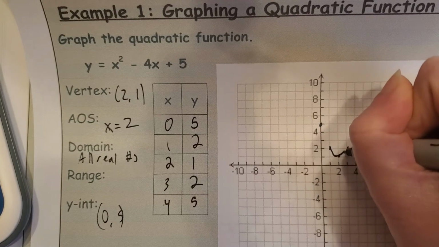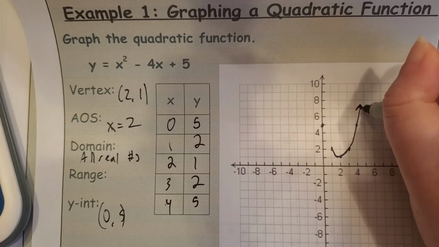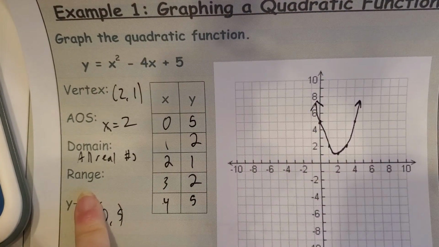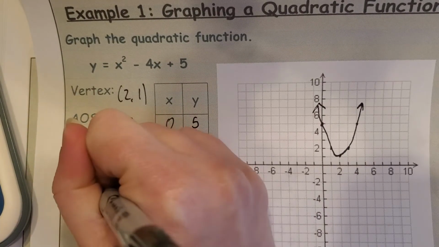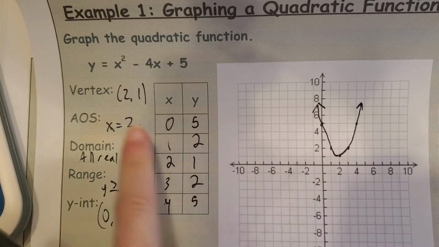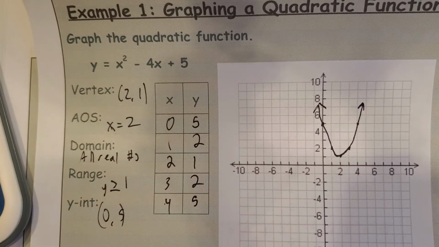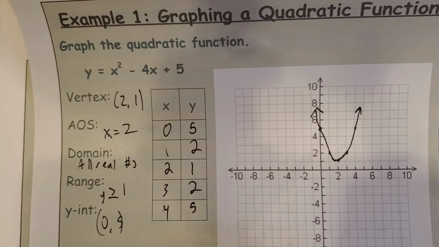Again, try to make that bowl shape have that nice curve, arrowheads at the end. And before we wrap this up, we skipped over range. This is pointing up, so you're going to have y is greater than or equal to whatever the y value of your vertex is. So it's going to be y is greater than or equal to 1. Okay? And that's it for that problem.